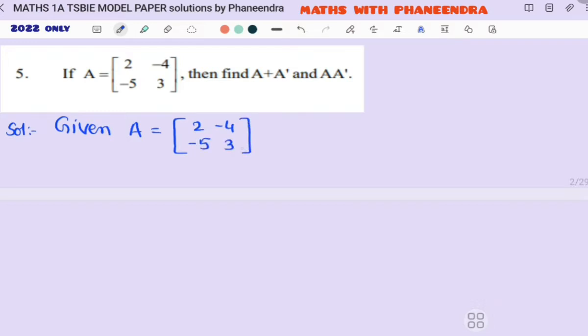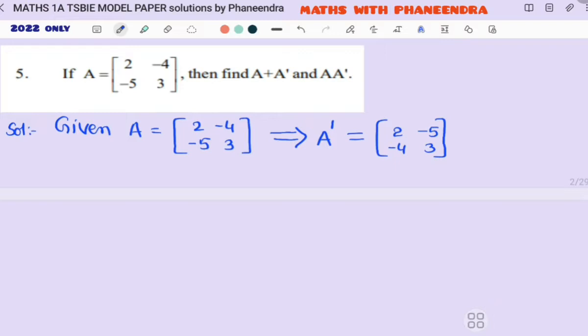In this question, A plus A transpose and A into A transpose. Whenever A is there, that implies that the transpose of the matrix is denoted by A dash or A power T. So interchanging of rows and columns is a transpose of a matrix. So the first row will become the first column: 2, minus 4 will become here. Next, minus 5, 3 will become the second column: minus 5, 3.